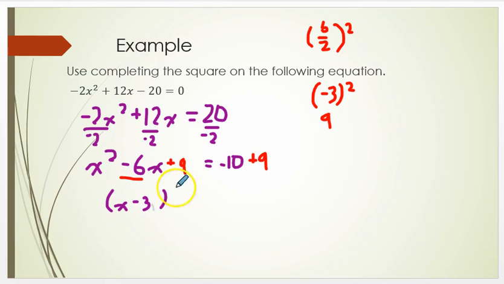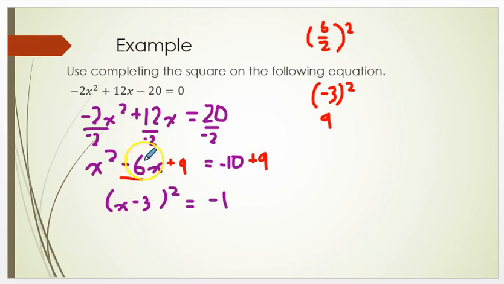And if you factored it the old-fashioned way, you would see that the reason that works is because -3 times -3 is 9, and -3 minus 3 is -6. So this is just a shortcut to figure out the factoring. And on the other side of the equation, I can now combine these two numbers. -10 plus 9 is -1. So that right there is the process of completing the square.